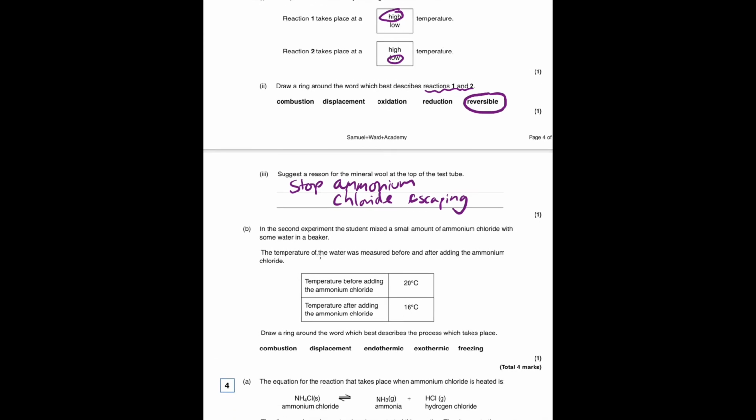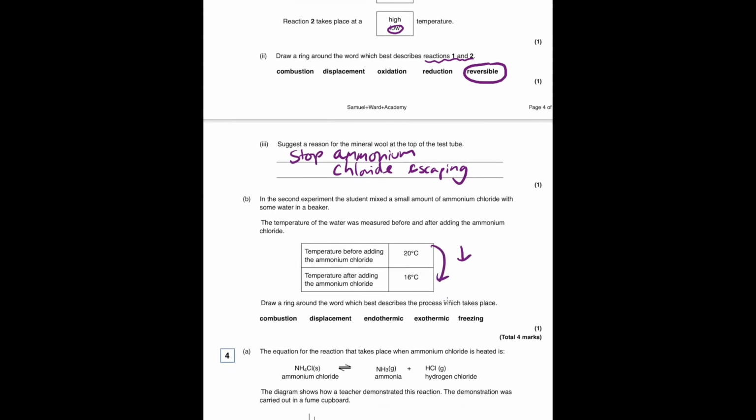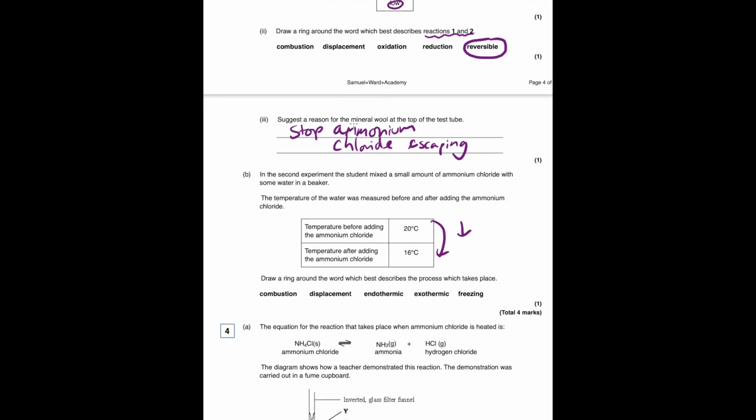Okay, and then in this question we're looking at our experiment where we've added water to the ammonium chloride and measuring the temperature both before and after. And so what we can see here is that our temperature has decreased after adding water, and therefore we're being asked to look at which of these words would best describe this process. Because the temperature has decreased, that tells us we've taken in energy, and therefore it must be the endothermic reaction, because remember, N is almost like in, so taking in that energy.